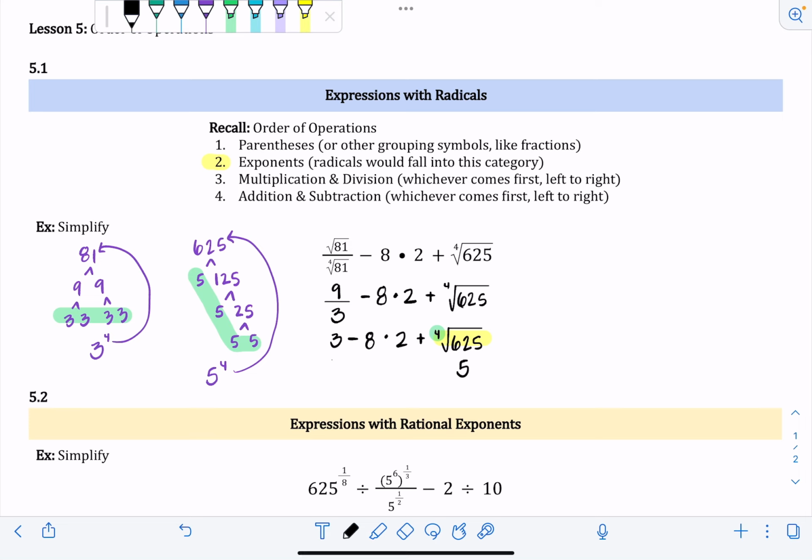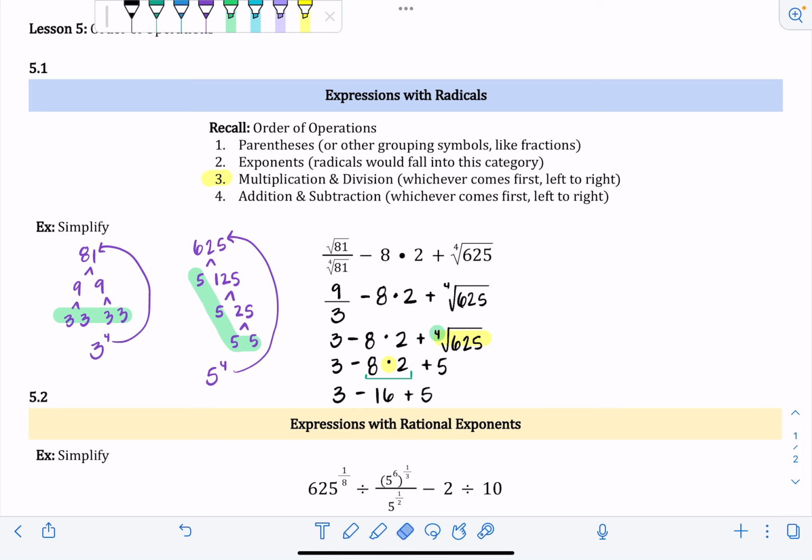And I'm just going to copy down the rest of my problem. So 3 minus 8 times 2 plus 5. I'm going to move that 5 over. And then there's no more radicals, so I can move down to the next one, which is multiplication and division. I just have this one multiplication symbol, so I just have to do that part next. So I'll do 8 times 2. So it'll be 3, and then minus 8 times 2 is 16, plus 5.